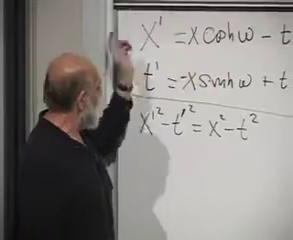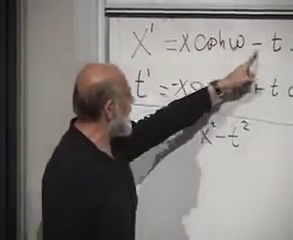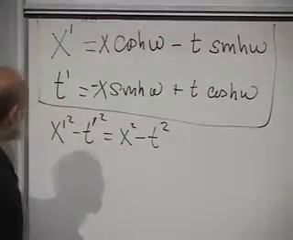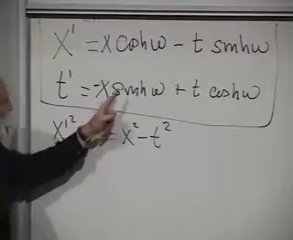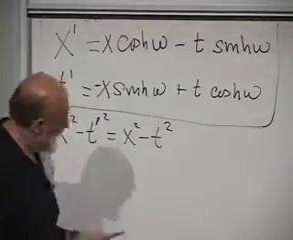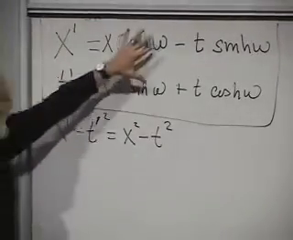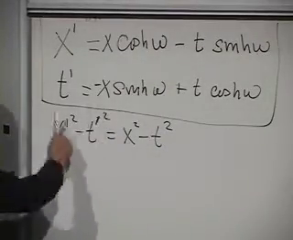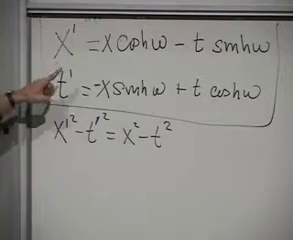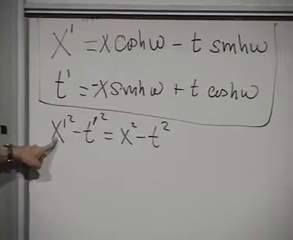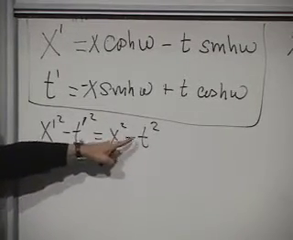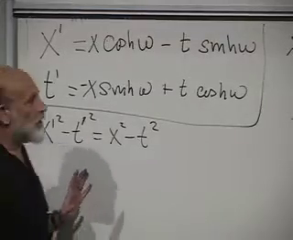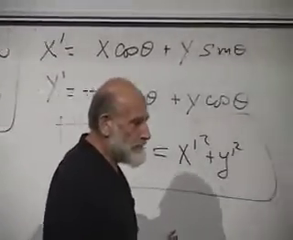The cross term, when you square x prime, you'll have xt cosh sinh. When you square t prime, you'll have xt cosh sinh. When you subtract them, it'll cancel. And it's easy to check. It's basically a one-liner to show that with this transformation here, x prime squared minus t prime squared is x squared minus t squared, which is exactly what we're looking for.